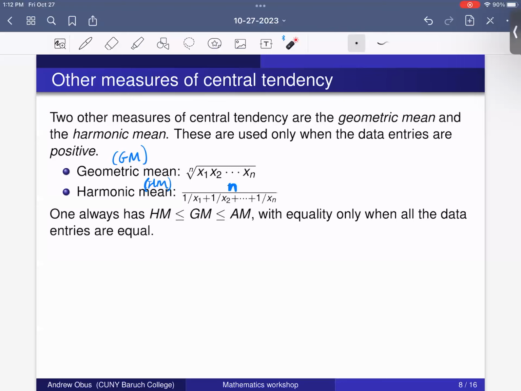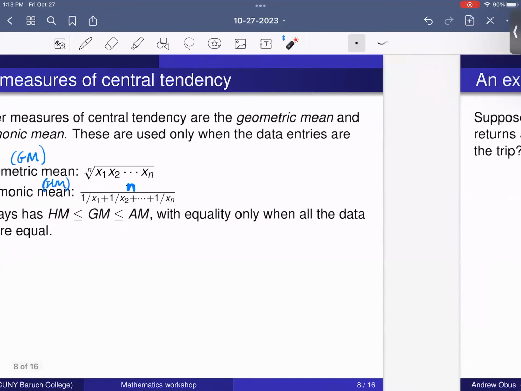Okay, good. And in fact, you have an inequality here. You always have that the harmonic mean is less than or equal to the geometric mean, which is less than or equal to the arithmetic mean. And you only get equality when all of the data entries are equal, in which case all of those means will just be your only data entry. But let me give an example, at least for the harmonic mean, where that gets used.